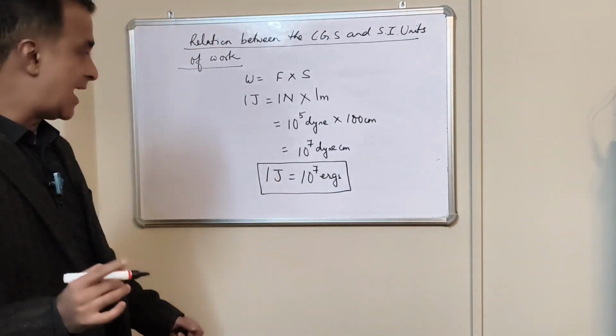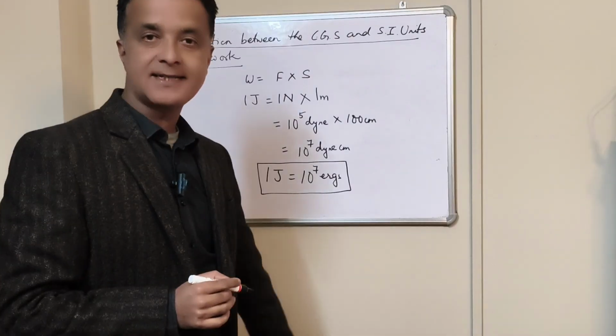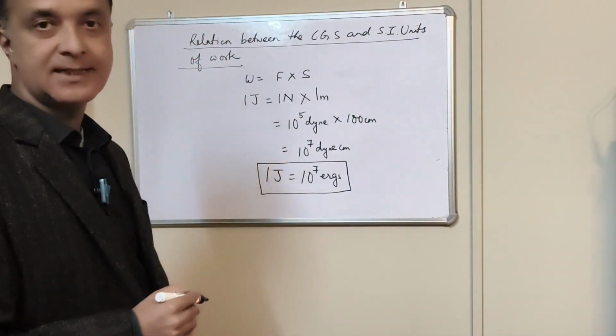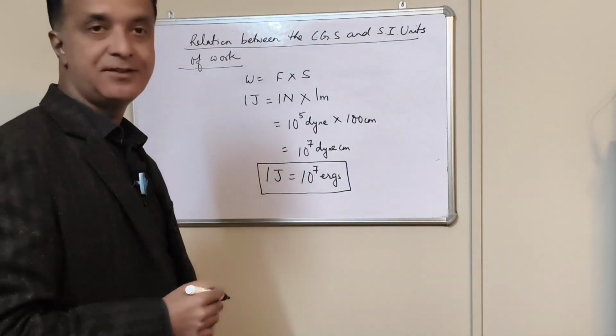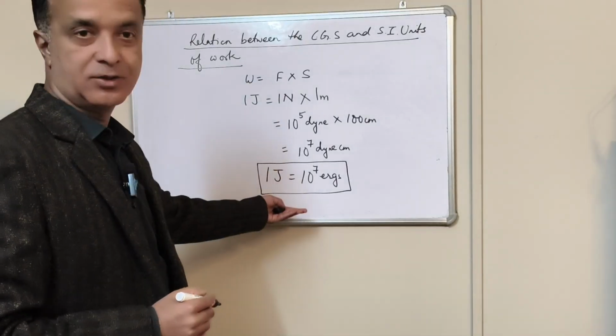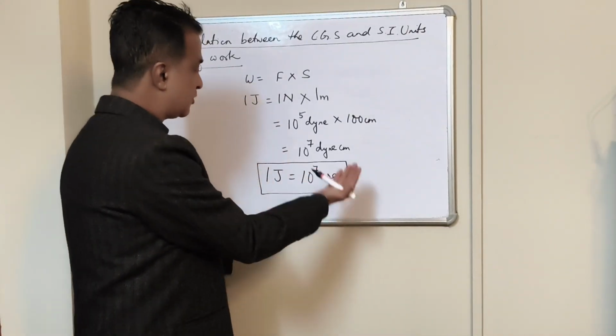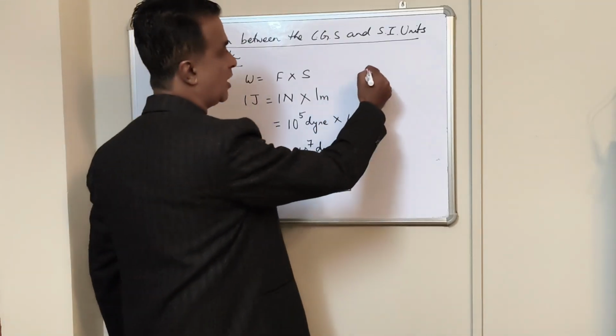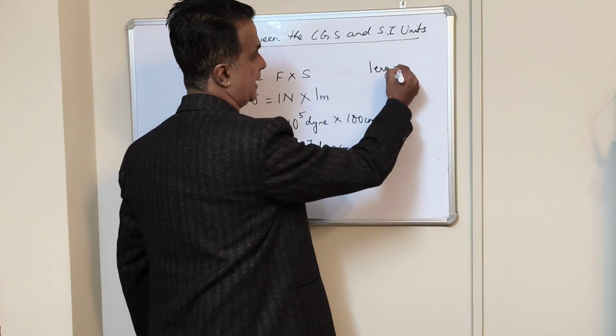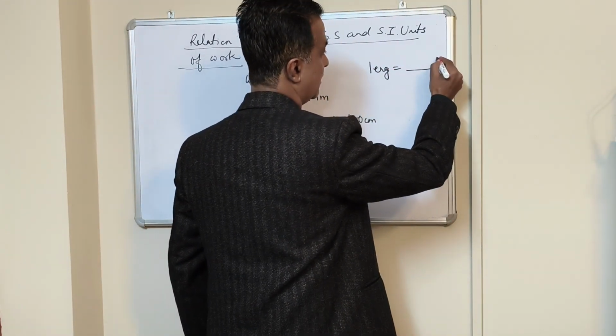So in ICSE, if you're asked just to write the relation between the SI and the CGS unit, you just have to mention this. If you're asked to derive the relation, you have to go through the entire process. Okay. Now, just in case they try to trick you by putting things the other way around. Supposing you are asked 1 erg is equal to how many joules?